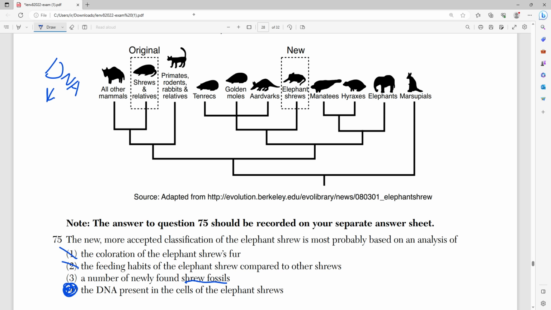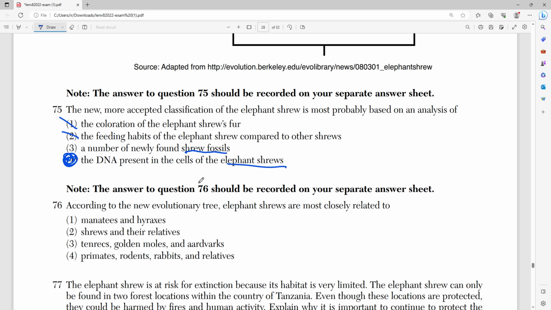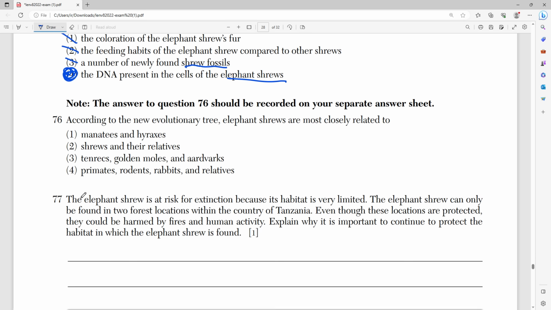The DNA present in the cells of elephant shrews, right? They took this DNA and then they examined it, and then they compared it with all other mammals. They compared it with primates, rodents, and rabbits, right? And they found that they weren't really that related. Rather, they were related more with aardvarks and golden moles, you know? So remember that DNA is often the most effective and the most accurate way of classifying something, and that fossils are usually used with extinct species, and that either way DNA would be much more accurate, right?